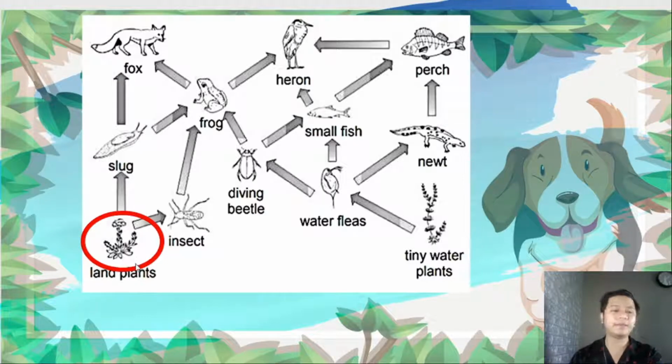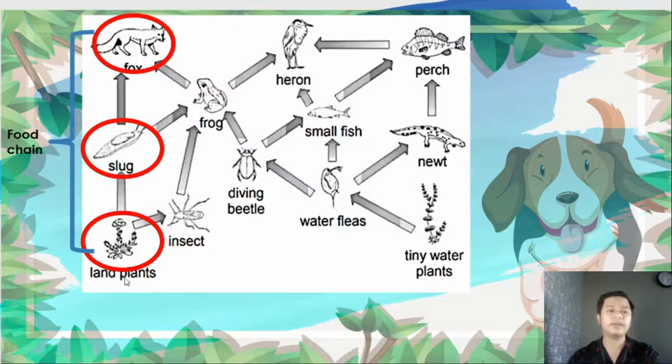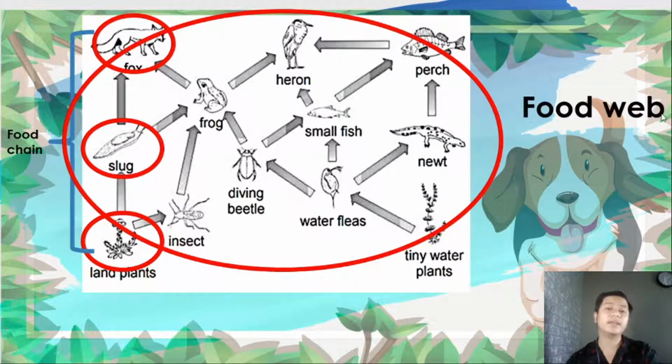Okay, so again, repeat after me. Land plant is eaten by slug. The slug is eaten by the fox. This chain is what we call a food chain. But for the combination of food chains, all of this is what we call a food web.